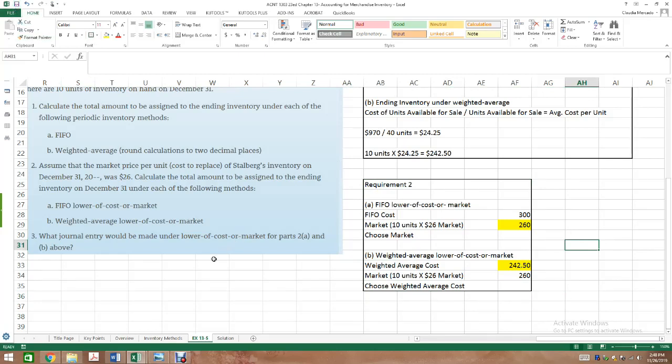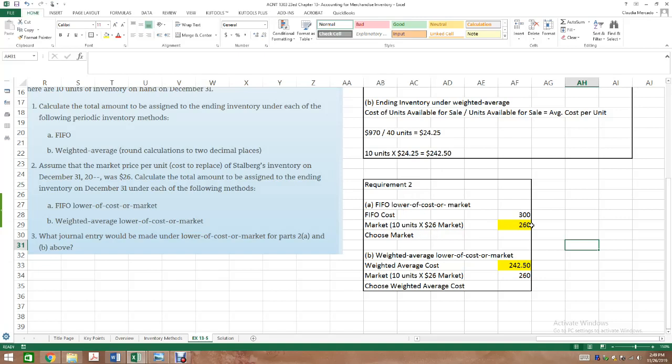Now, part 3. What journal entry would be made under the cost or market for parts 2A and 2B above? So, do we have to make any entries? And if so, what are the entries? Well, let's look at the first one right here. We have our cost of $300 and we have our market at $260.